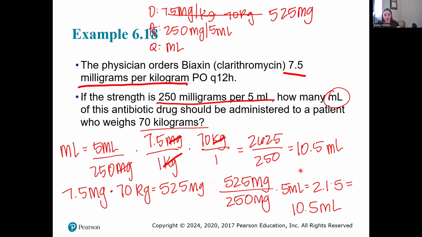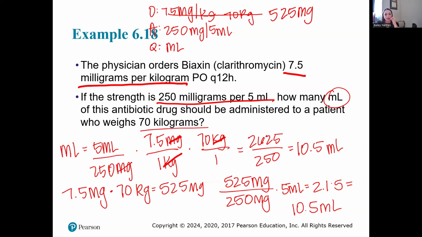So desired over have times volume. So 525 desired, my 250 I have times my 5 volume. 525 divided by 250 is 2.1 times 5 is 10.5.